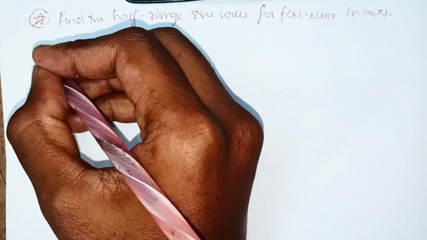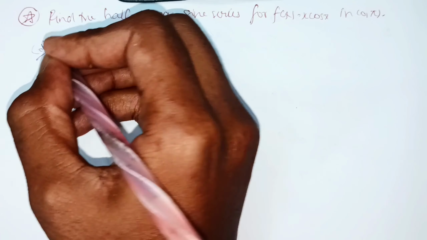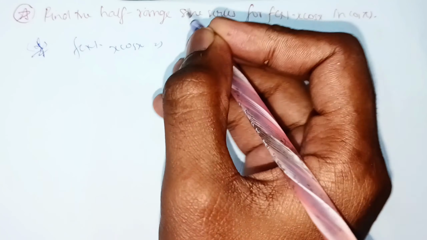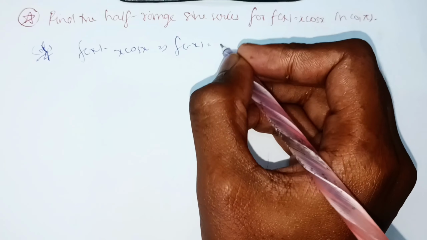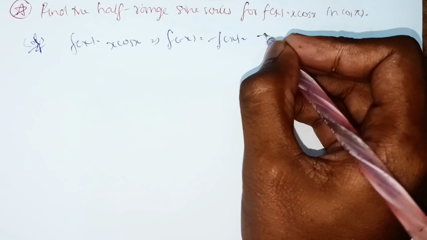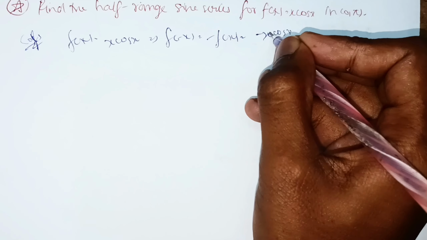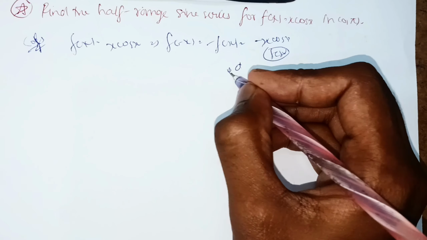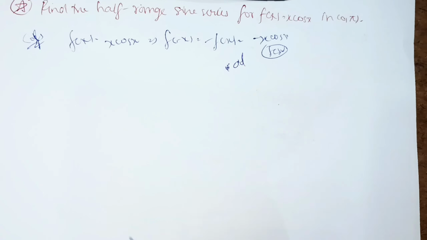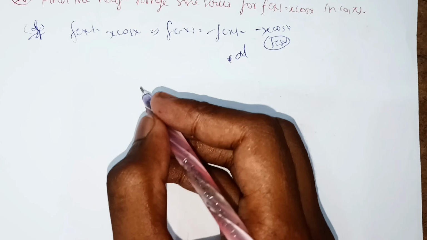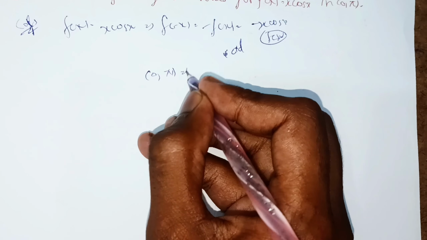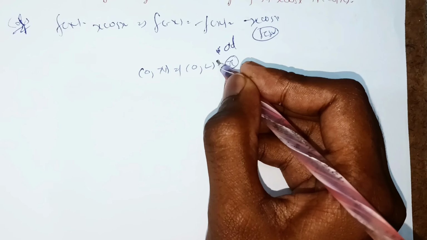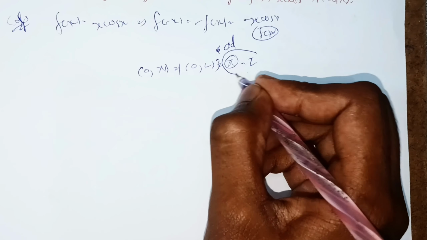Solution here. So given f of x equal to x cos x. So f of minus x equal to minus f of x, because minus x cos x, minus of x cos x, where x cos x is f of x, so it's an odd function. So f of x is an odd function. Next, the interval is 0, pi. So the L value is equal to pi.